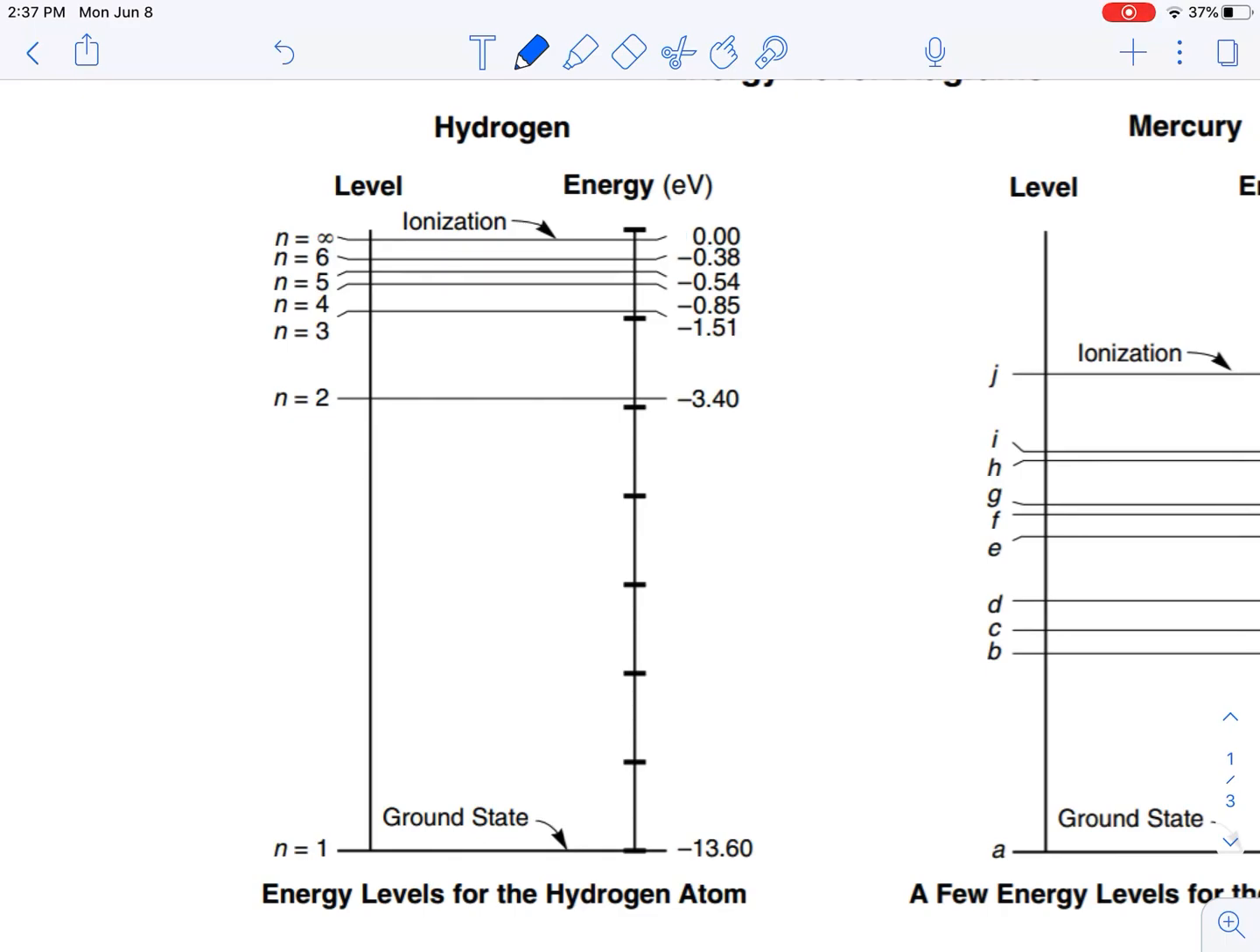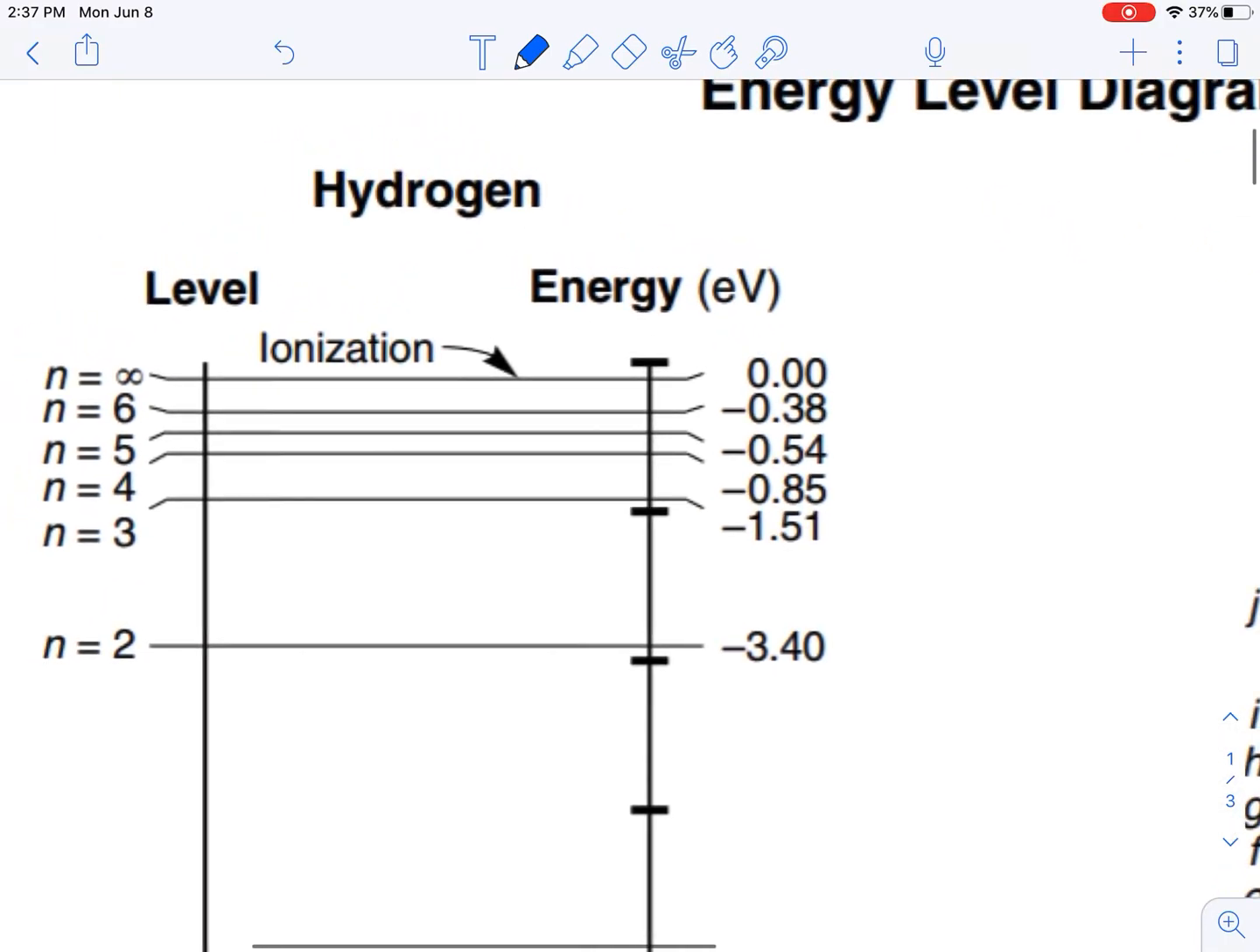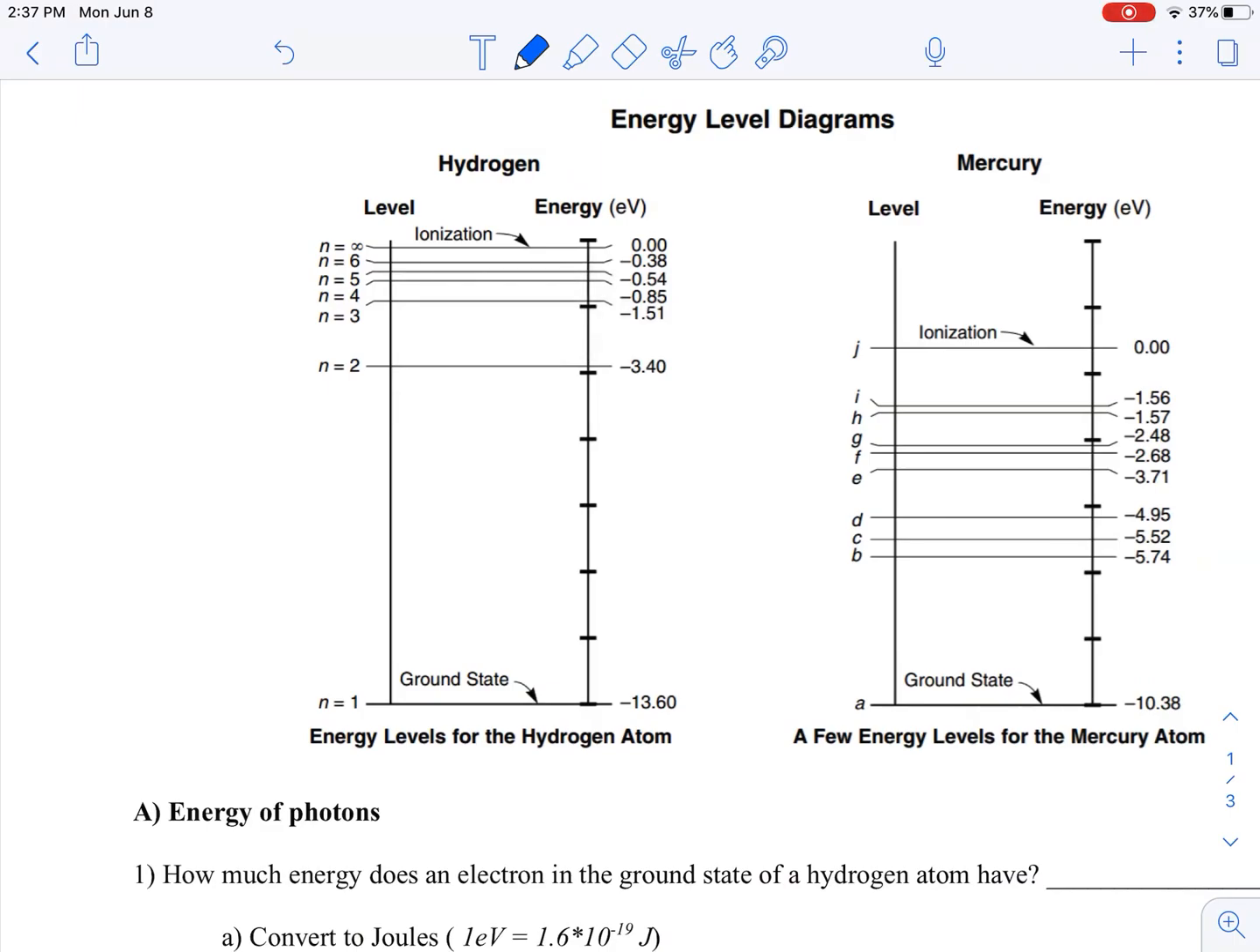So a few things I just want to point out here. Look at the energy difference between n equals 1 and n equals 2. That's big, right? That's over 10 electron volts. Look at the energy transition between like 5 and 6. That's really small. So not all energy transfers are equal. That's why it's important to do this stuff mathematically. All right.